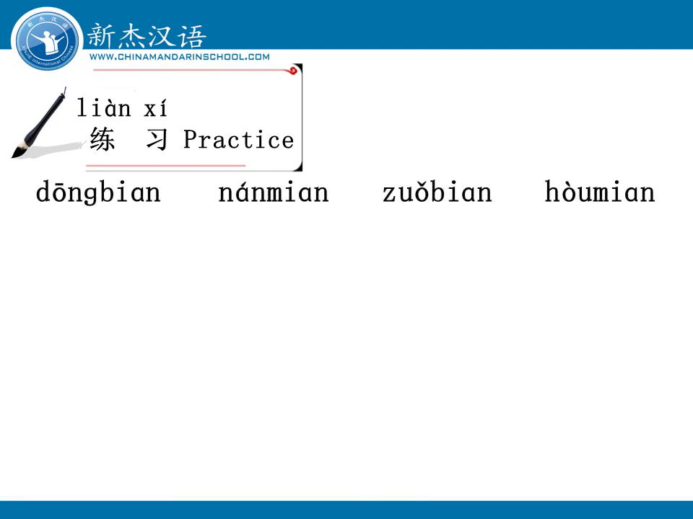Practice. Please write out the characters according to these syllables. 东边。南面。左边。后面。Let's check. Besides these words, let's try to recall other words of locality.